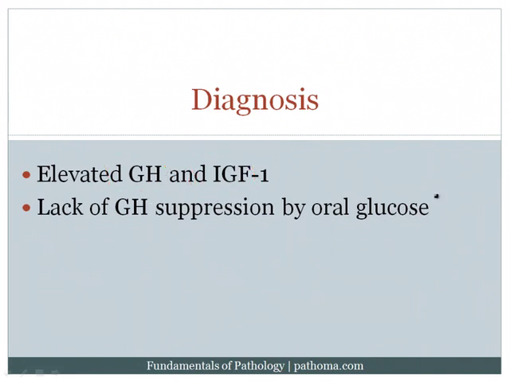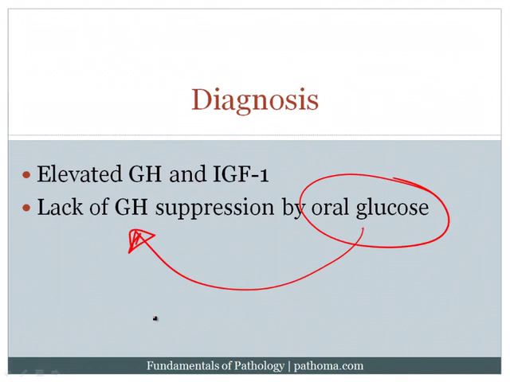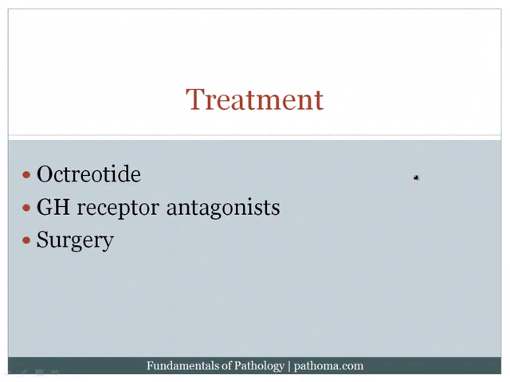And so therefore, you would expect insulin-like growth factor to be elevated. Were you to give a patient oral glucose, normally you should be able to suppress growth hormone release. However, oral glucose would not be able to suppress growth hormone if there was a growth hormone adenoma. A potential treatment is octreotide. This is particularly high yield.